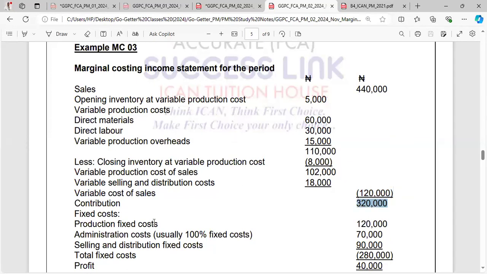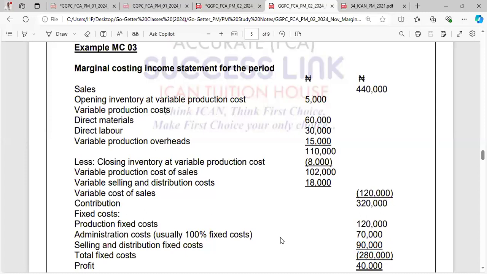You need to bring your production fixed costs. Of course, we have it as it's supposed to be under here. Sorry for shifting. 120. Then your admin cost is always 100% fixed. They're supposed to be under this first Naira sign. Then your selling and distribution fixed cost. When you add these three, 120 plus 70 plus 90 rather, you have 280 as your total fixed cost. It is this 280 that you remove from 320 to get 40 as your profit. So that's it. This is a marginal income statement.